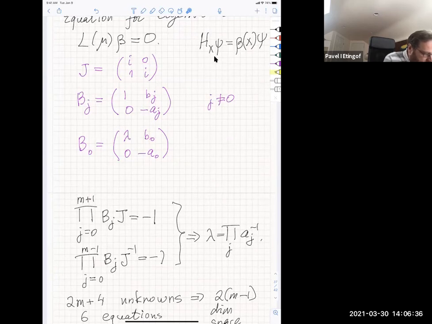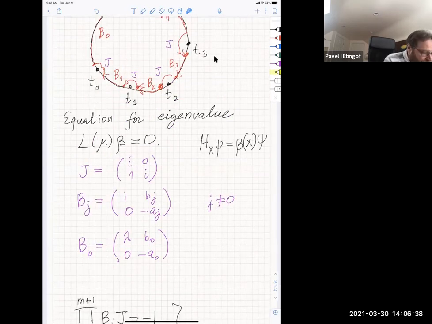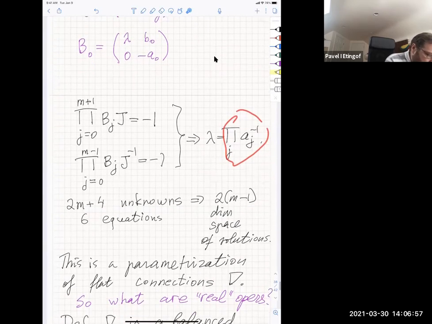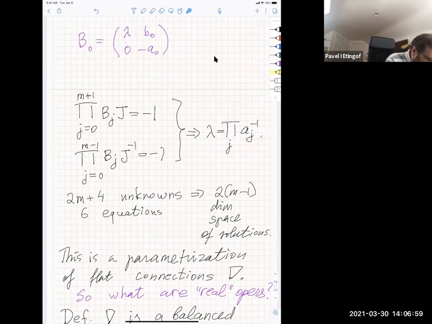Or you go, so because you can contract it on the upper hemisphere. And similarly, if you replace j with j inverse, then you also get -1 because you can contract to the lower hemisphere. And in particular, this means that this lambda should be, not 1, but the product of a_j inverses. And so this is a family of equations.